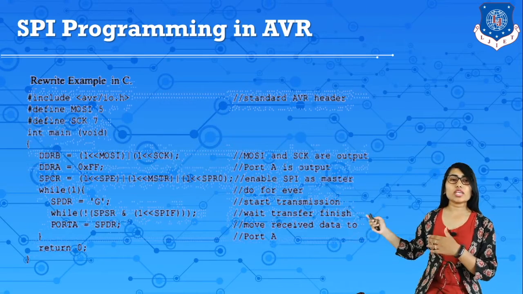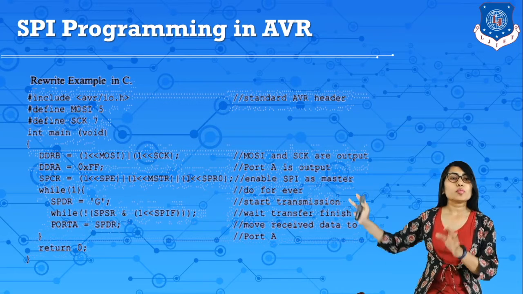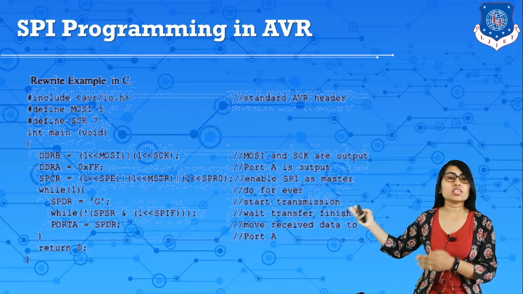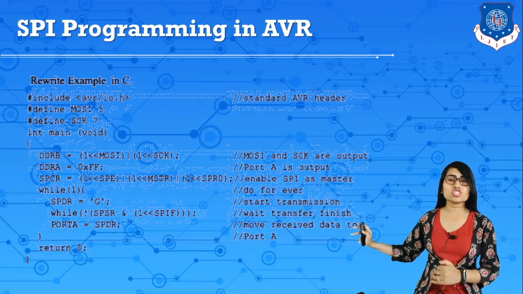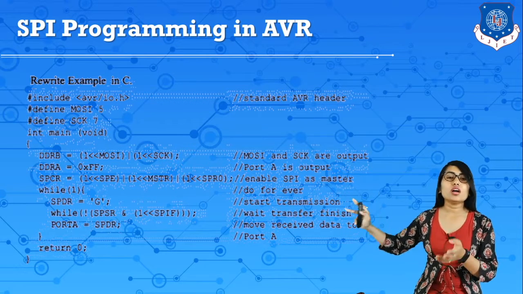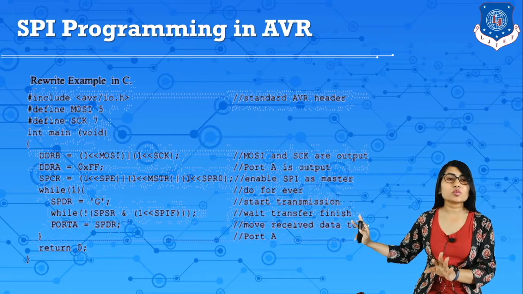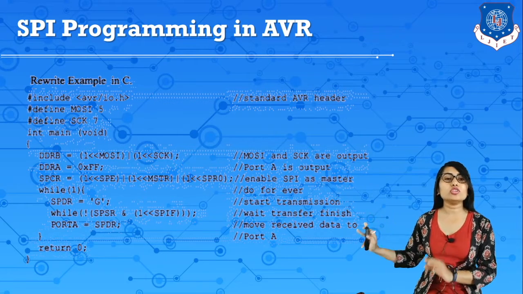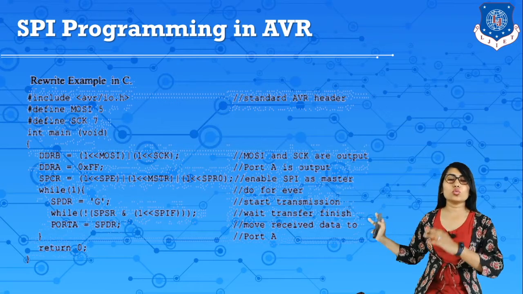Here we have SPI programming in C. For C, simply include the libraries, then define the values for MOSI and SCK, then set MOSI and SCK as outputs. So DDRB has 1 for MOSI and 1 for SCK. Then make port A an output.